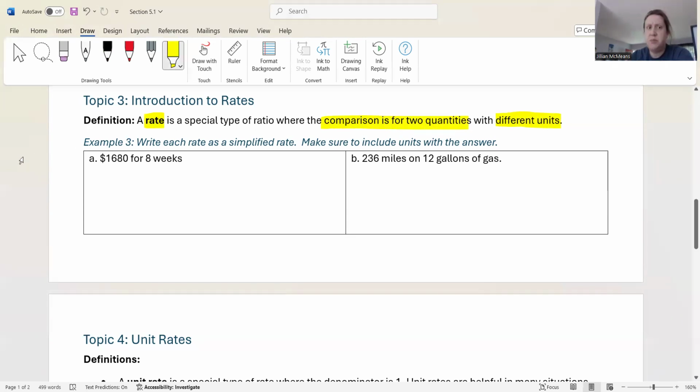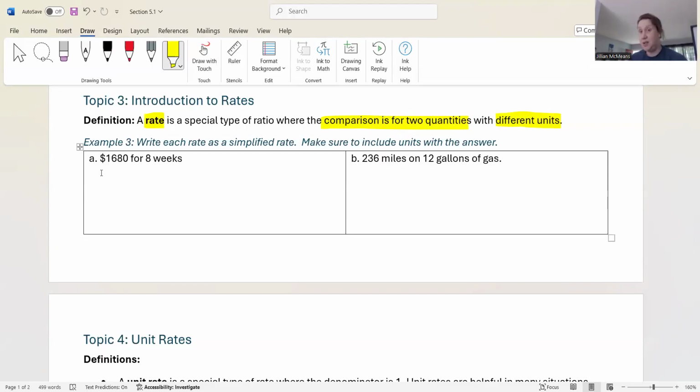So in the previous examples, we were comparing two quantities that were the same. So dog treats versus dog treats, dollars versus dollars, minutes versus minutes. Here, the two units are not going to be the same. Now we approach them exactly the same way. So we would write these in fraction form and we would want to simplify these. But we need to make sure that the units stay in the final answer.